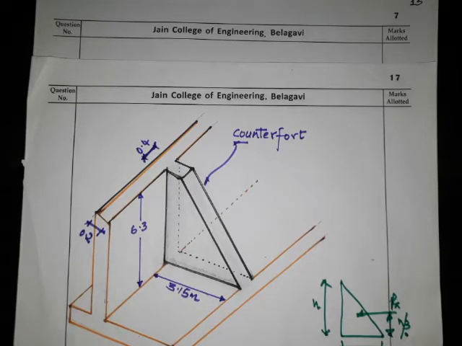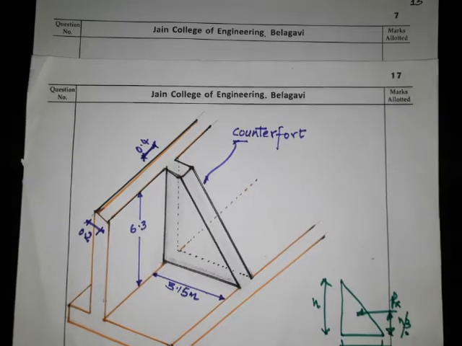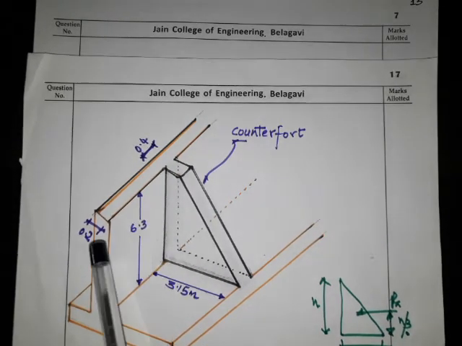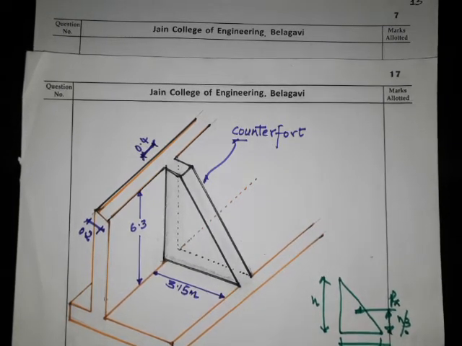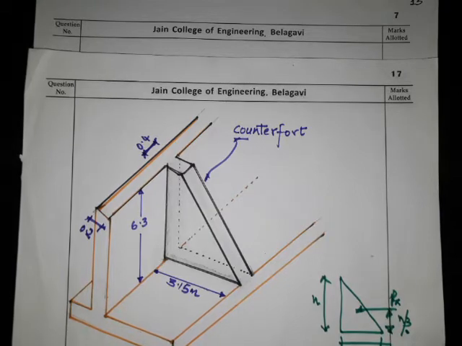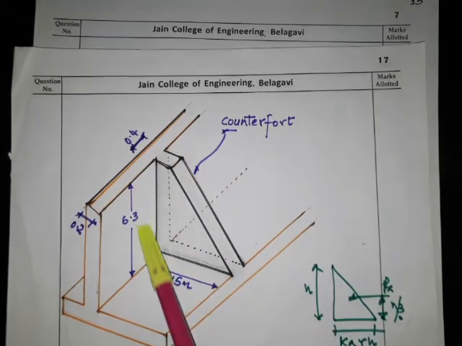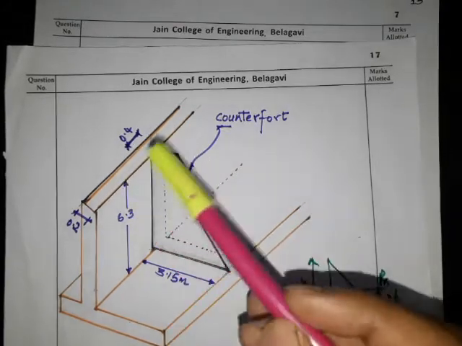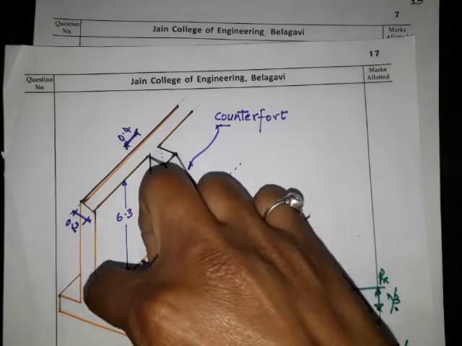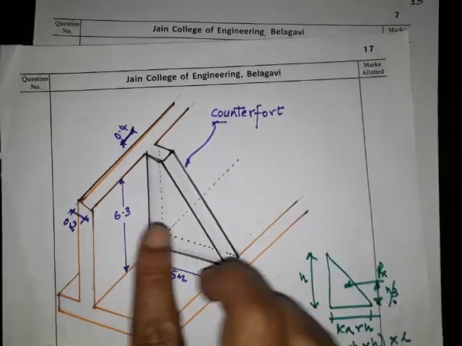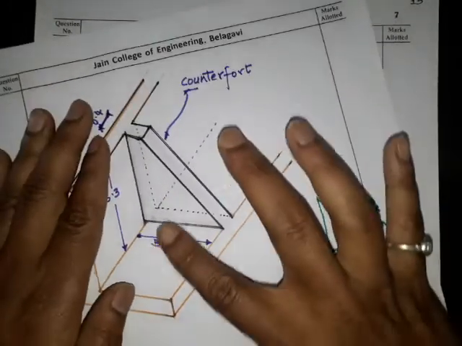So in today's session we are going to discuss the connection between counterfort and upright slab, and even the connection between counterfort and heel slab. What you can see here is that the counterfort is connecting these two: the vertical slab, which is nothing but the upright slab, and also this part, it is connected here and here.